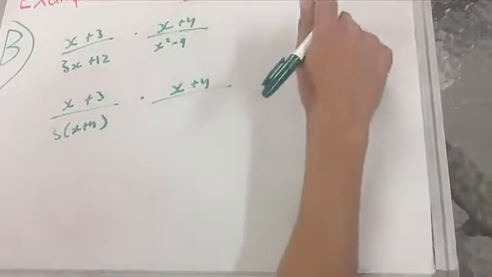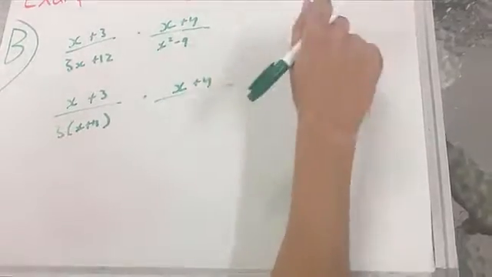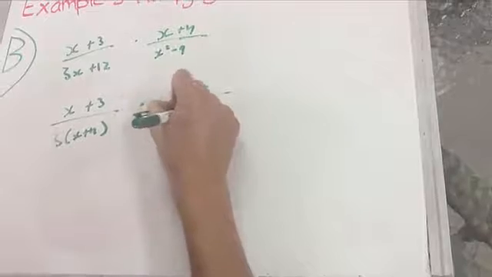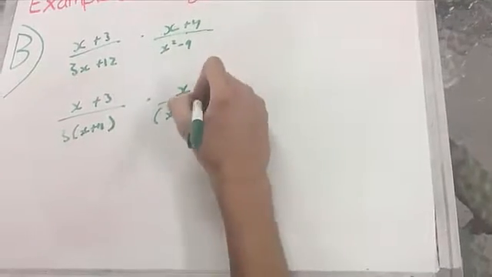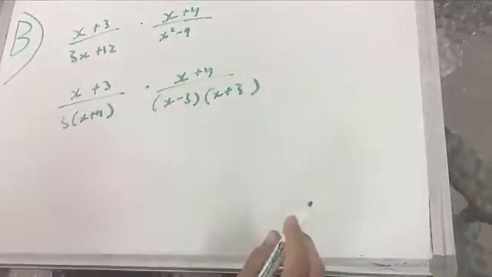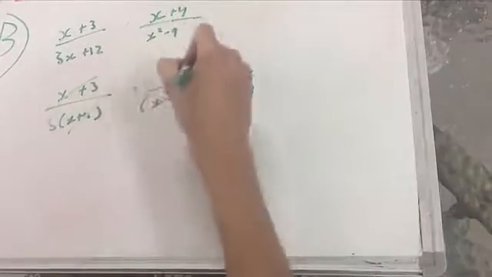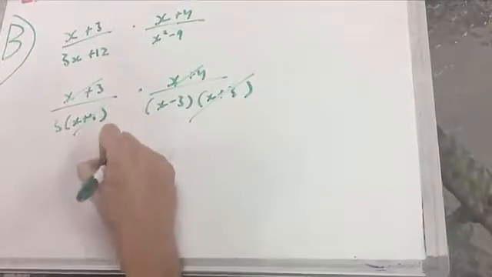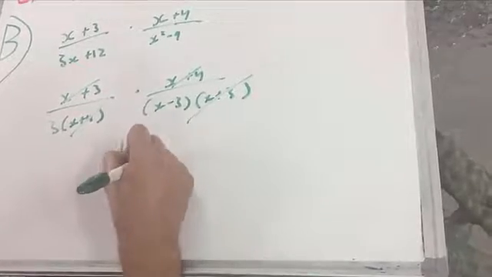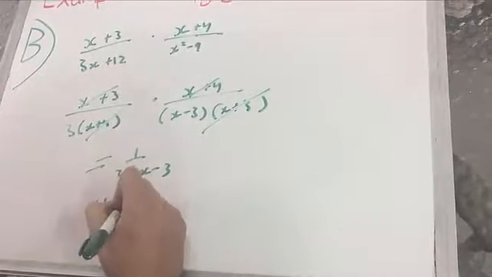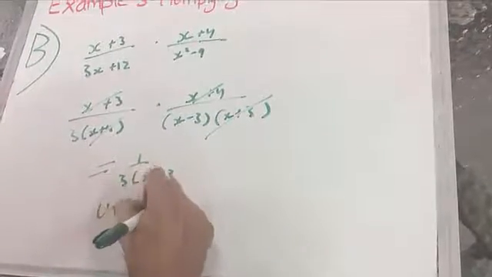So we need to think of numbers that multiply to 9, which are 3 and 3, because 3 multiplied by 3 is 9. So it's going to be x minus 3 and x plus 3 in brackets. Now let's find the like terms. Here we have x plus 3 and x plus 3, and here there's x plus 4 and x plus 4. So what we have now is 1 over 3 times x minus 3, which is undefined at x equals 3.